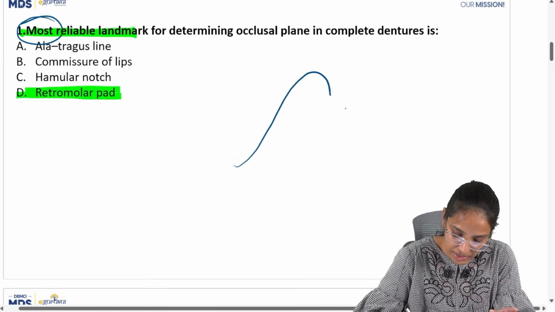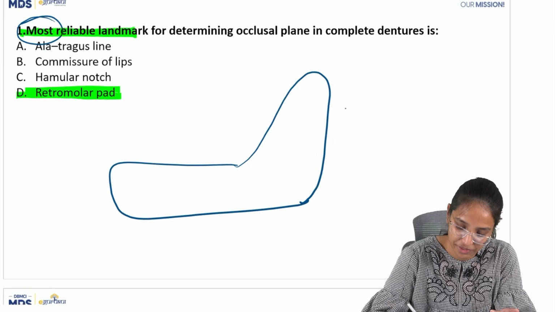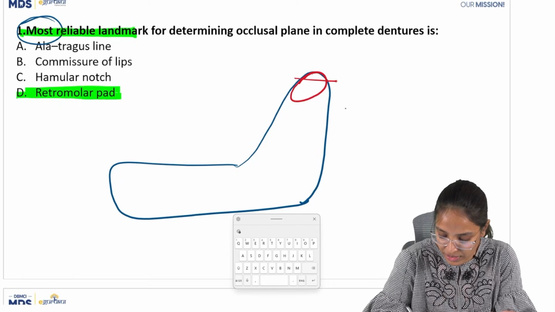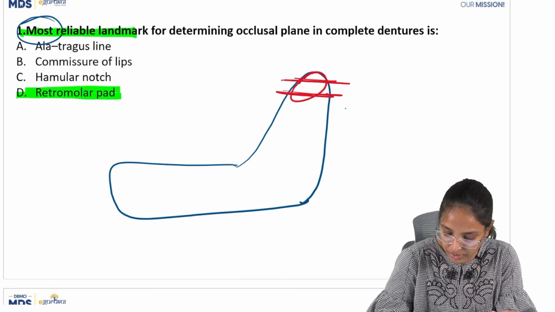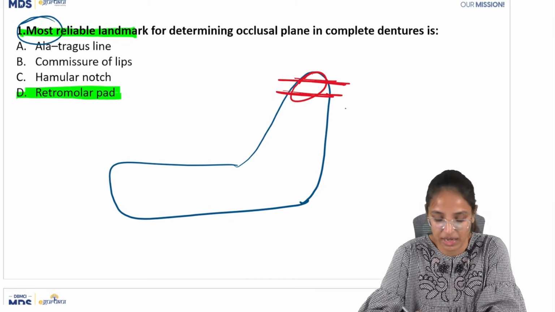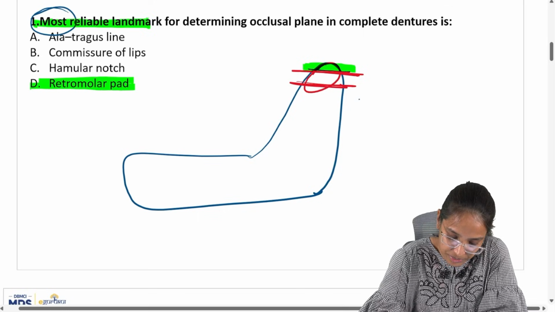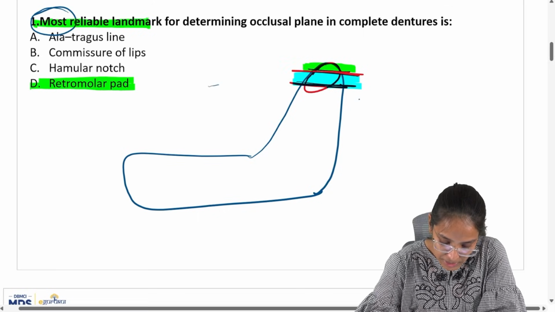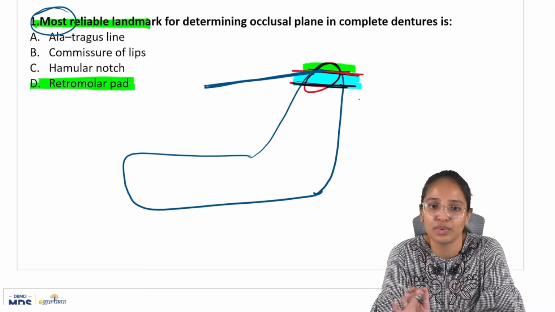When in a side view in mandible, we have our retromolar pad area like this. You just divide it into three halves. Divide it into three halves, and the junction of upper 1/3 and the lower 2/3, which means this plane, will be the reference for your occlusal plane as a whole in general.